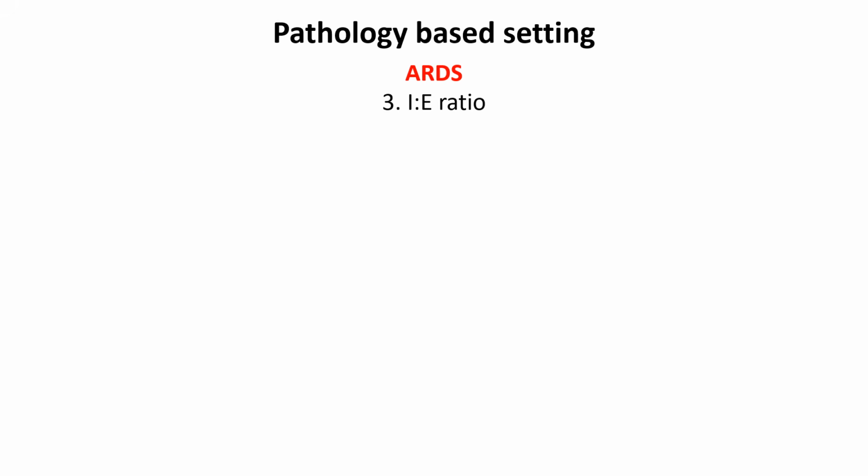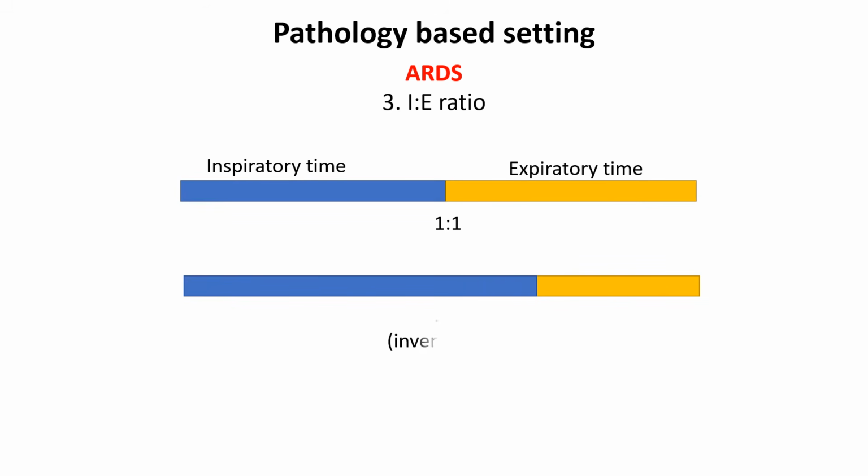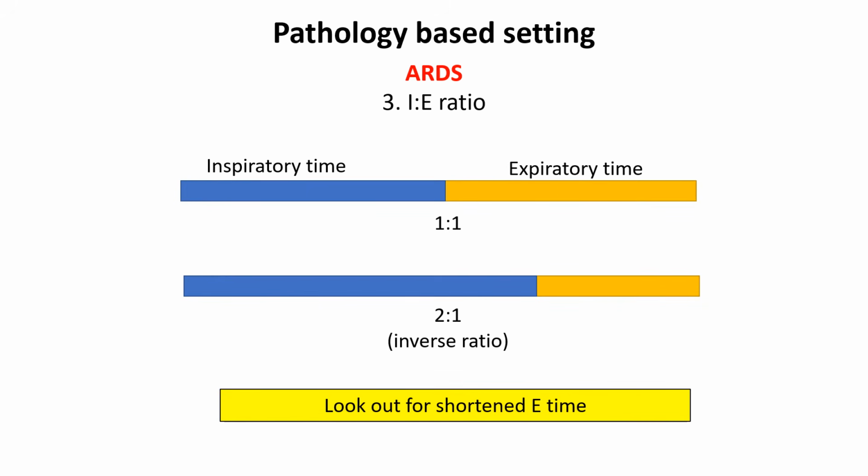In ARDS, the I/E ratio is often set to 1:1, deviating away from the normal ratio of 1:2 or 3. An inverse ratio like 2:1 is also used to improve oxygenation in severe hypoxemia. However, an inverse I/E ratio means that expiration is significantly shortened, increasing the risk of breath stacking, dynamic hyperinflation, and auto PEEP.